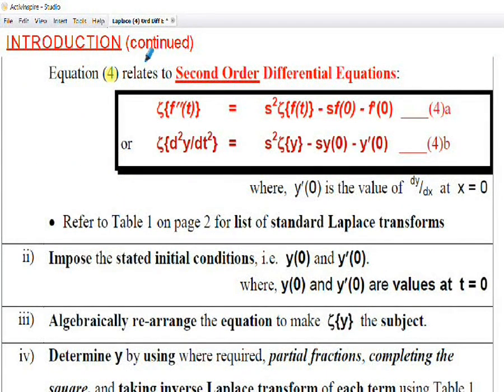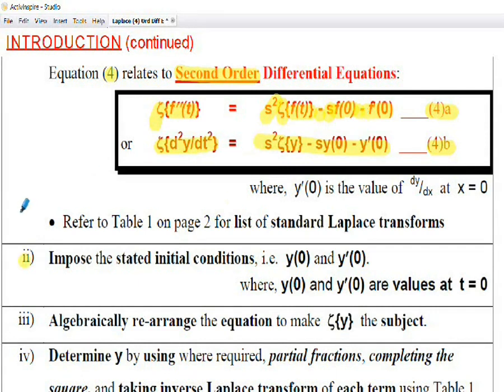Equation 4 here looks at the second order differential equation. The Laplace transform of the second derivative of the function of t, we're told, is written as s squared times the Laplace of the function of t, take away s times the value of the function of t at time t is equal to 0, take away the value of the first differential of t at time t is equal to 0. I've called that equation 4a, and again underneath it I just put the same equation but using slightly different notation that is sometimes used in the questions.